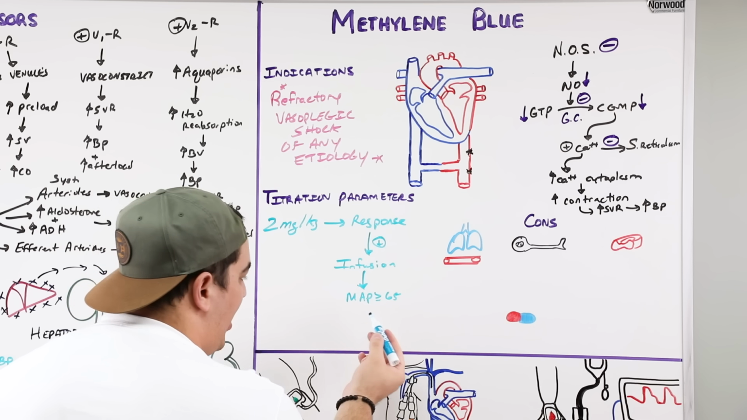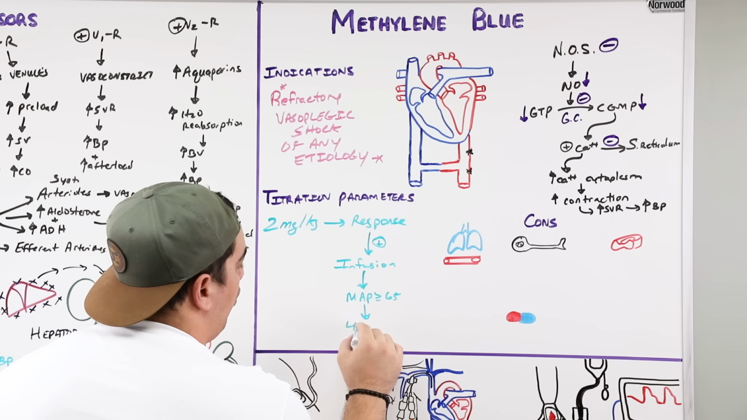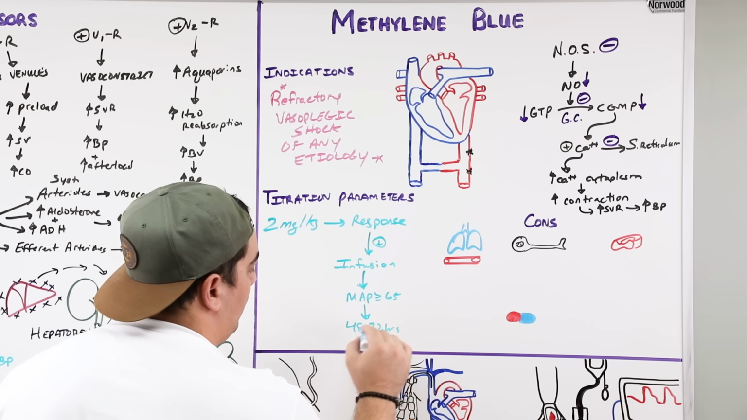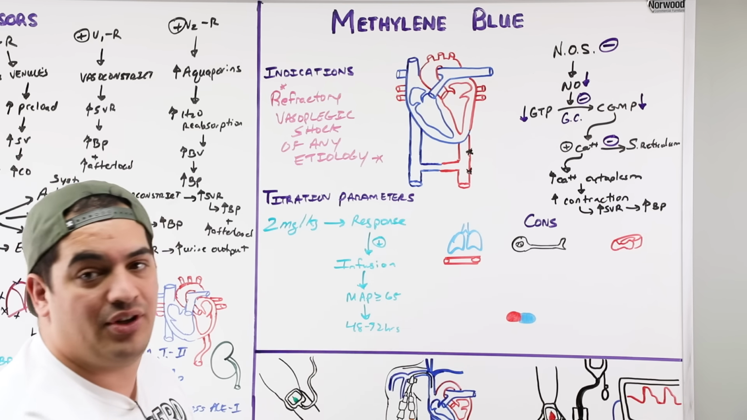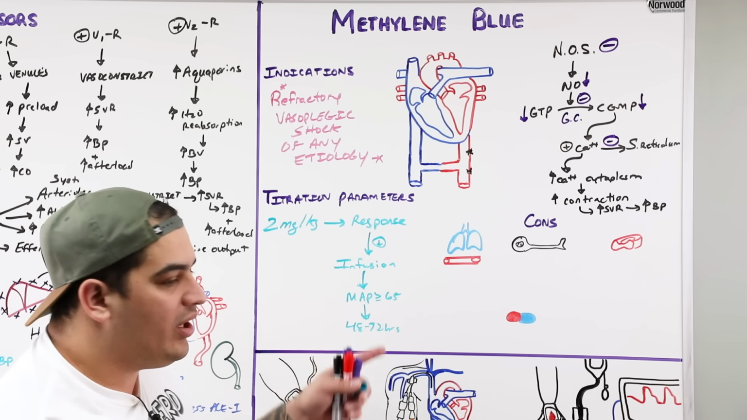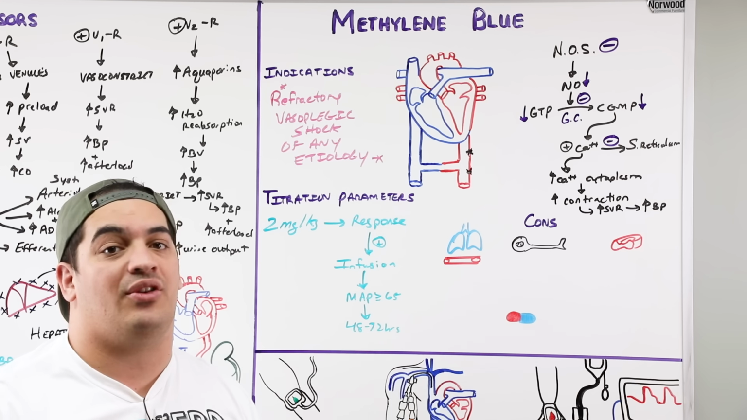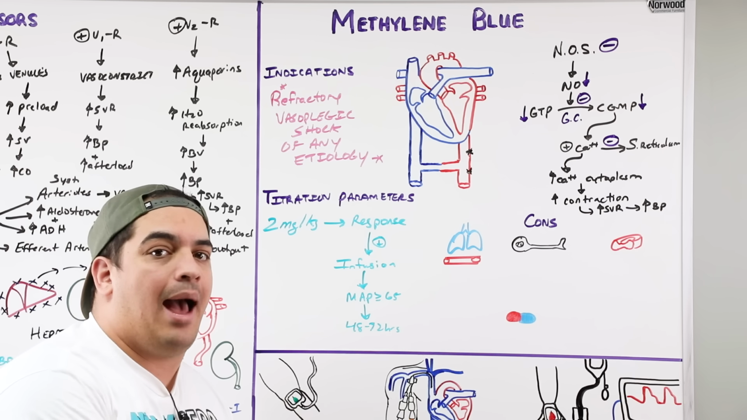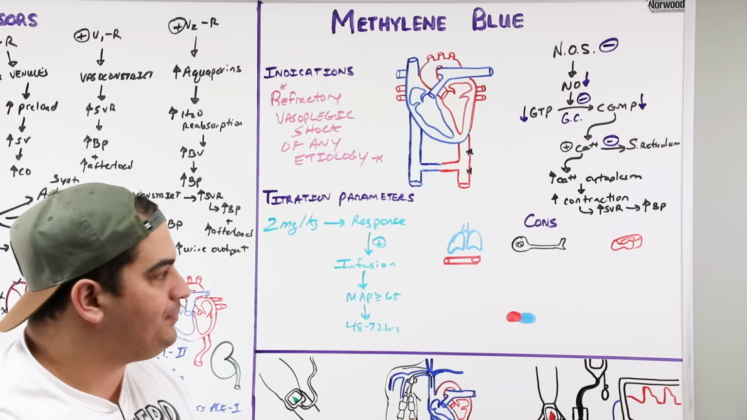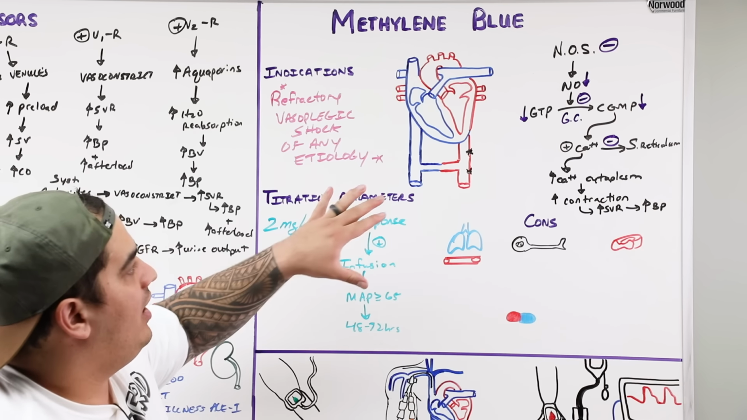And we'll do that generally for about 48 to 72 hours, okay? Because there are some really negative effects of this drug, and you'll titrate it for about 48 to 72 hours until you start seeing improvement in their hemodynamic status, and then see what happens when you pull the drug off. Okay?